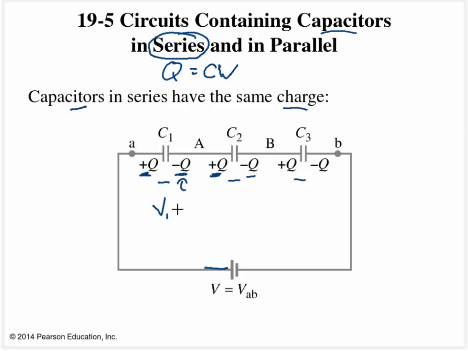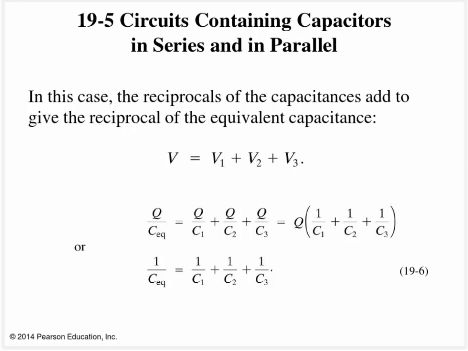So I can use this equation right here to say V1 is going to be equal to Q divided by C1, V2 is going to be equal to Q divided by C2, and the same for this guy right here. Now, much like resistors in parallel, potential must be conserved. So V1 plus V2 plus V3 must be equal to this voltage right there. So this is just all that in writing.